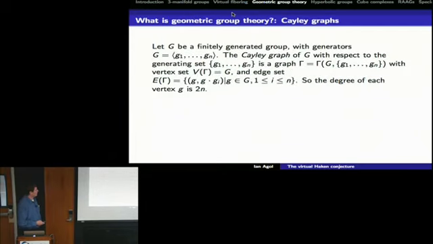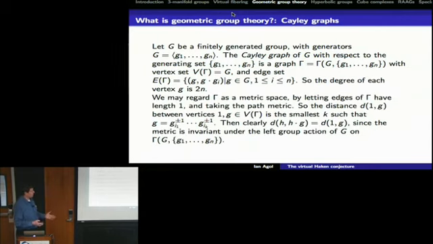Okay, so now I want to talk about hyperbolic groups. So first, let's discuss Cayley graphs a little bit. If we have a finitely generated group G, we can take a generating set g1 through gn, and then the Cayley graph with respect to this generating set is a graph whose vertex set is the group G, and we have an edge between two elements if they differ by multiplication by one of the generators. You can regard this as a directed graph, or just forget the direction and look at it as a graph. So the degree of every vertex is going to be 2n.